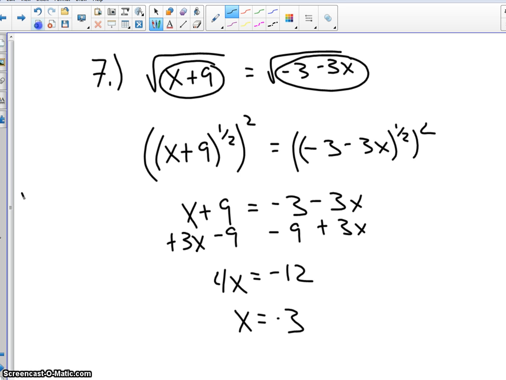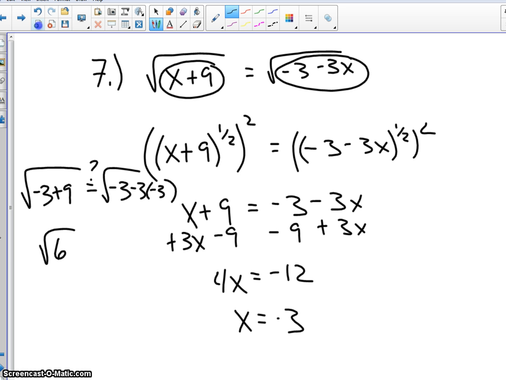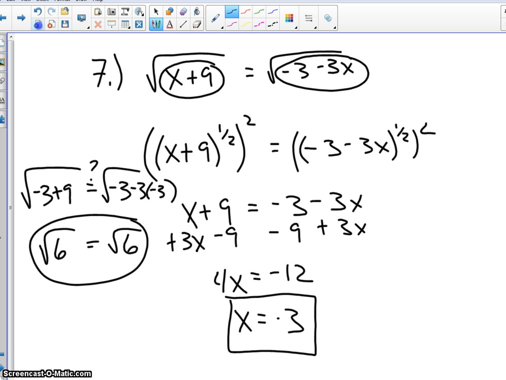Again, what we need to have is the square root of negative 3 plus 9. We're asking, is that equal to the square root of negative 3 minus 3 times negative 3? Over here, you get the square root of 6. And on the other side, you have negative 3 minus 3 times negative 3, which becomes plus 9, so you have the square root of 6 again. So that does check out, and your check worked. So you can be confident your answer is x equal to negative 3.